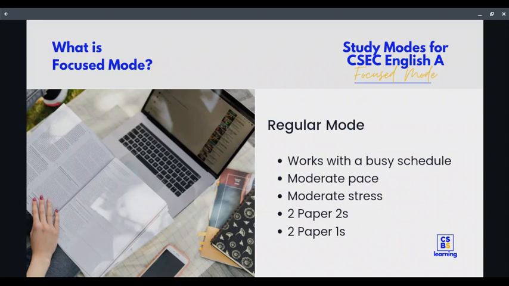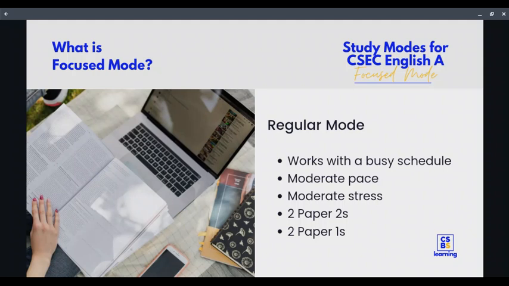So what is focus mode? Actually, I have three modes. Focus mode is like the regular mode. If your schedule is really busy, and this is the reality for many students in their exam year, because all of a sudden you've got SBAs due and you still have work to put in, a lot of stuff just ridiculously happens. So it can work with your busy schedule. It's a very moderate pace. We're not going too fast, we're not going too slow. That's why I'm saying it's a focus mode. It's going to help you focus on the exam, even with all the other things you have to accomplish.